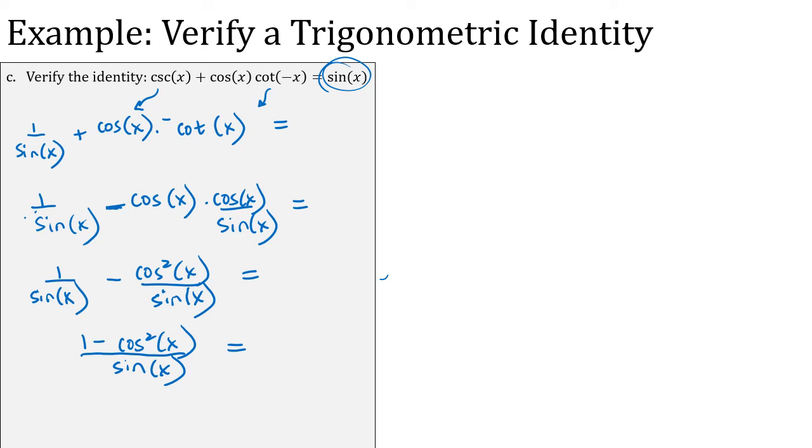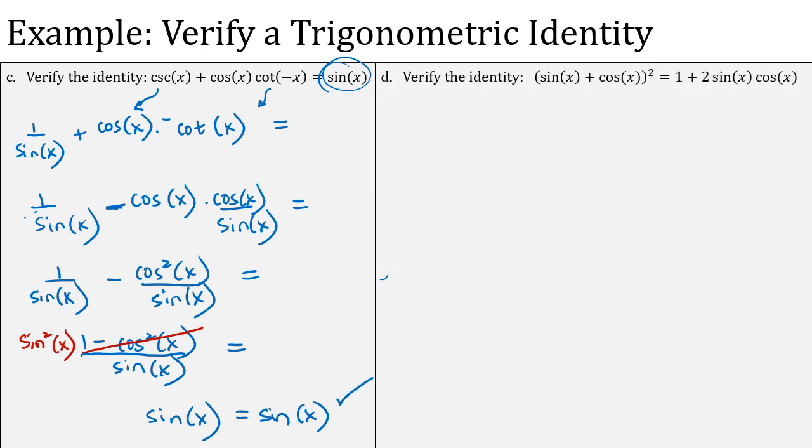1 minus cosine squared x, well, that's just a variation of the Pythagorean identity, isn't it? I think I'm running out of room here, so let me just rewrite all of that numerator as sine squared x. And I like that a lot because in the numerator I have the sine of x times the sine of x. In the denominator I have the sine of x, and so one of those is going to cancel out, and I'll be left with the sine of x, which certainly does equal the sine of x on the right. So we've proved it. And we'll try one more.